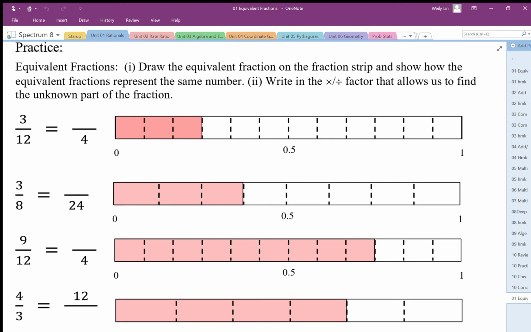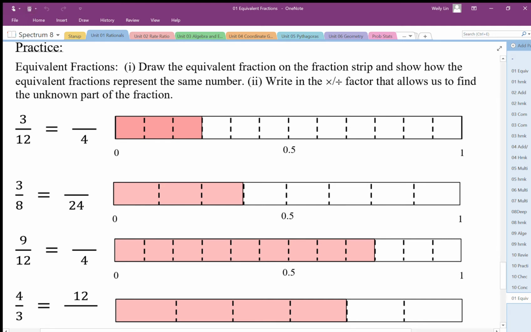Okay, so we can do some practice here and draw some equivalent fractions. First of all, I want you to draw the equivalent fraction in the fraction strip here. I've given you the initial fraction 3/12, and we want to figure out what the equivalent fraction is in terms of fourths, and what that grouping is going to look like. And I want you to show the times divide factor.